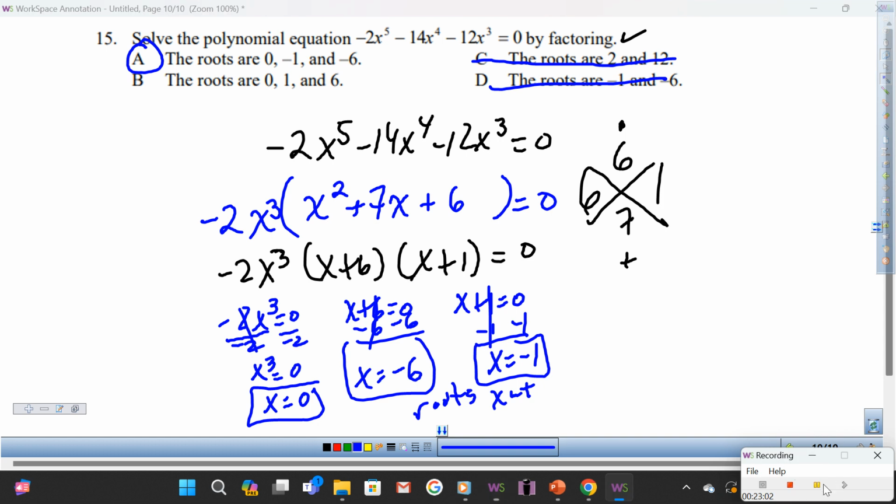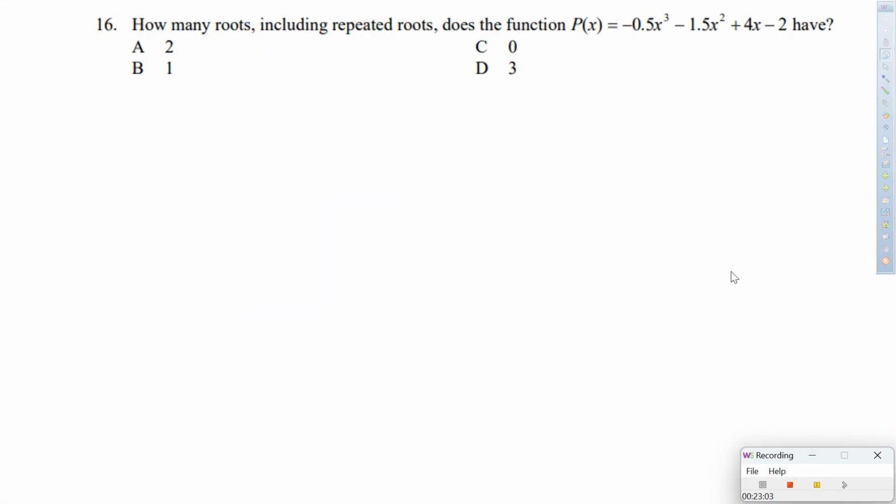All right, send me your notes. Hold on. All right, let's go to 16. And it reads, how many roots, including repeated roots, does the function p of x equals negative 0.5x cubed minus 1.5x squared plus 4x minus 2 have?